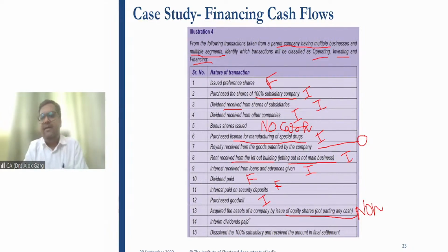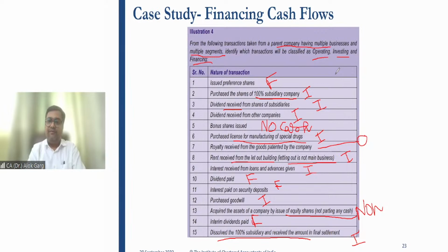Interim dividend paid. Doesn't matter whether it is a final dividend or interim dividend, it is a financing activity. Dissolve the 100% subsidiary and receive the amount in final settlement. The company has wound up the subsidiary and got the money in full and final settlement. So this is an investing activity. The company has liquidated the investment.